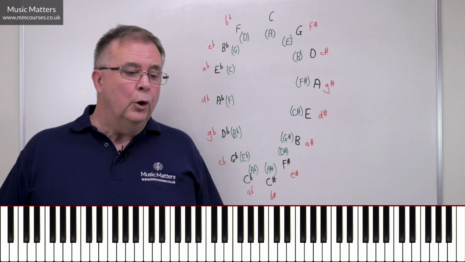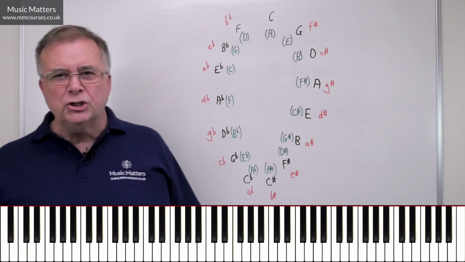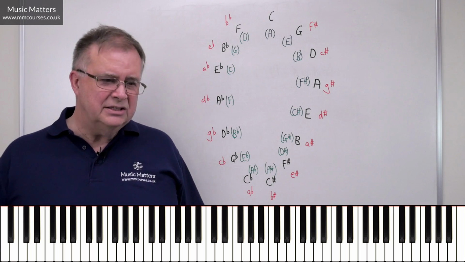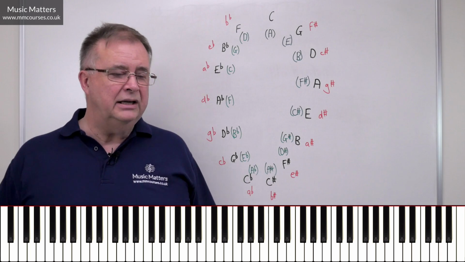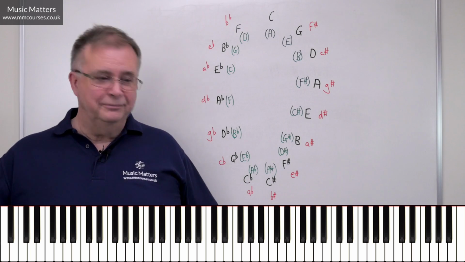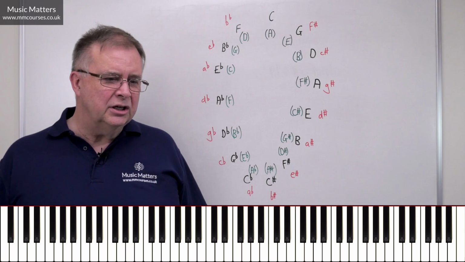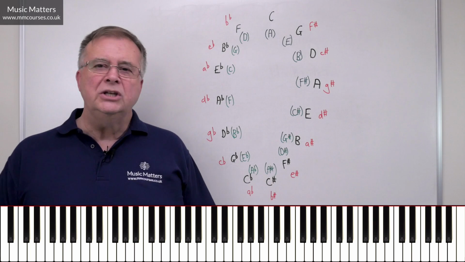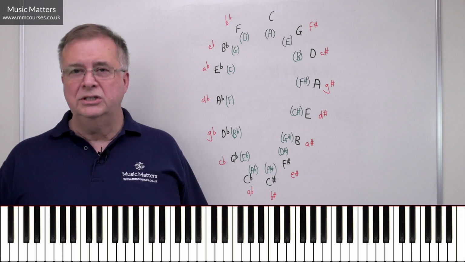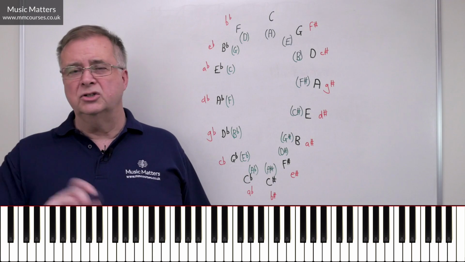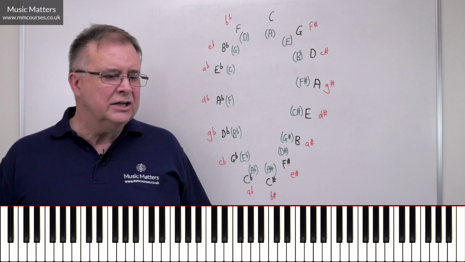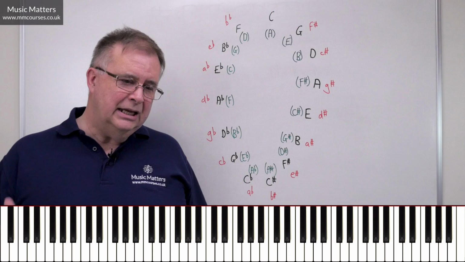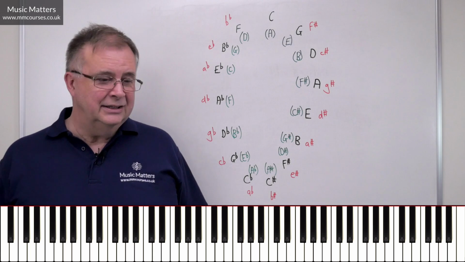Question 4, which key is the relative major of B flat minor? Which key is the relative major of B flat minor? Question 5, what is the key signature of A flat major in the order in which you would expect to see the key signature written? So in other words, don't just put the flats or the sharps in any old order, put them in the correct order. What is the key signature of A flat major in the order that you'd expect to see it in the key signature?